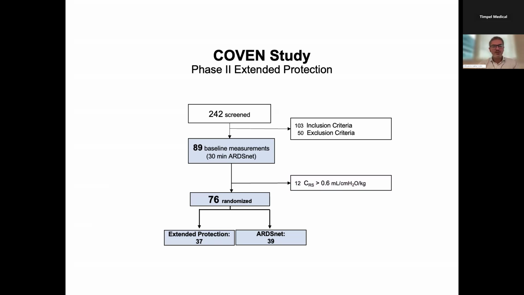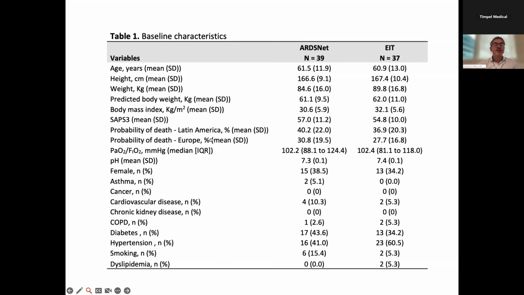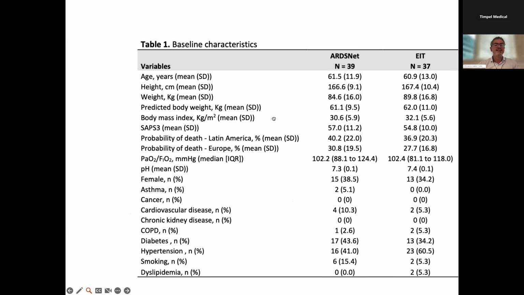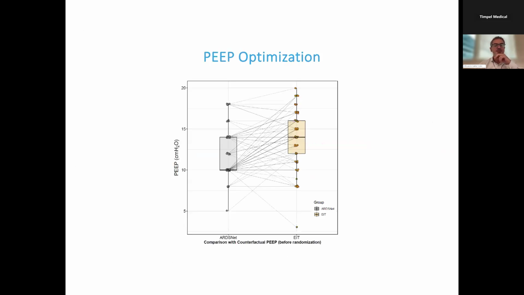We only included patients with low respiratory system compliance, which are the patients that are more susceptible or more at risk of VILI and injurious mechanical ventilation. Basically, we had patients that were around 60 years of age, and severe, with predicted mortalities of around 40 and PF ratios of around 100. So these were typical COVID patients that would be in our ICUs at the time.